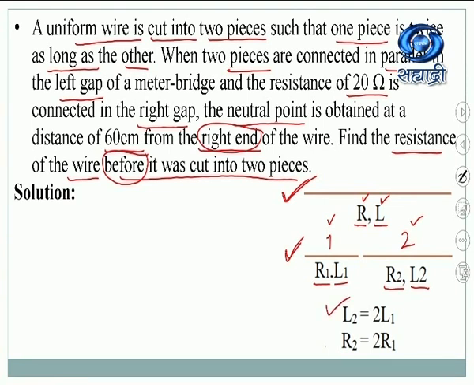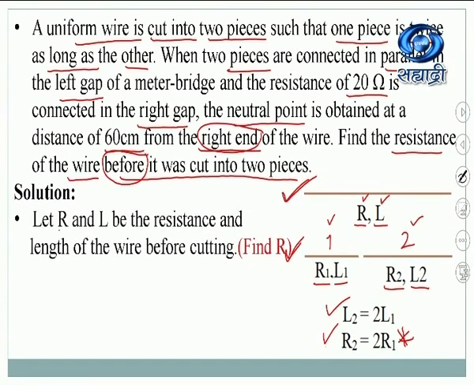If this is so, and the wire is uniform, we can say R2 is equal to 2R1. Length is given, L2 equal to 2L1, from which we write R2 equal to 2R1 because the wire is uniform, and the same wire we have cut into pieces, so the material is also the same. Therefore, R2 is equal to 2 times R1. So let R and L be the resistance and length of the wire before cutting. We have to find R, remember.